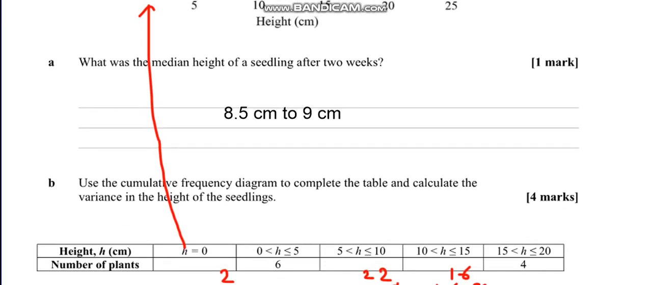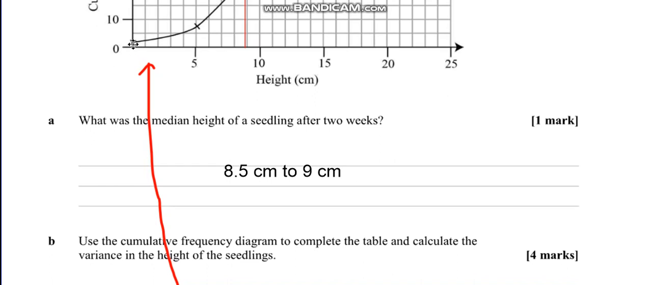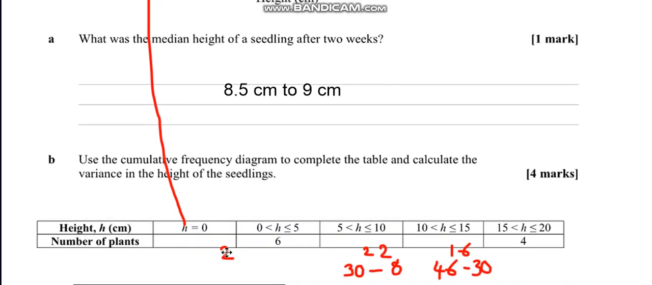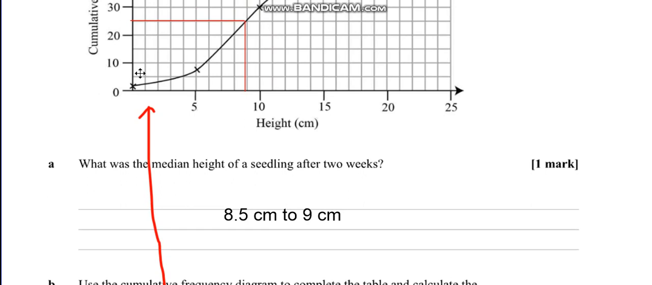Use the cumulative frequency diagram to complete the table and calculate the variance in the height of the seedlings. So you need to complete the table first. So h equals 0 comes from here, but we also know the difference between 0 and 5 is 6. Okay, so if that's 10, that's 5.